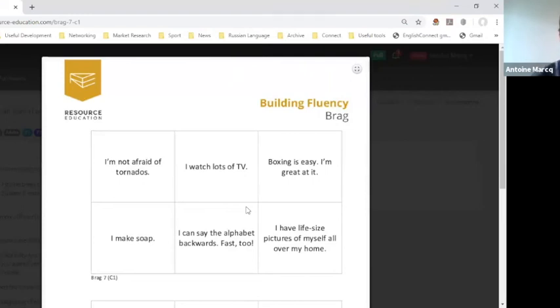I watch lots of TV. I really watch lots of TV. In the last 48 hours, I've watched TV for 47 hours and 33 minutes. That's how much TV I watch. I'm amazing at watching loads of TV.